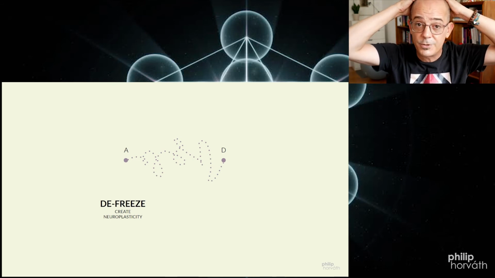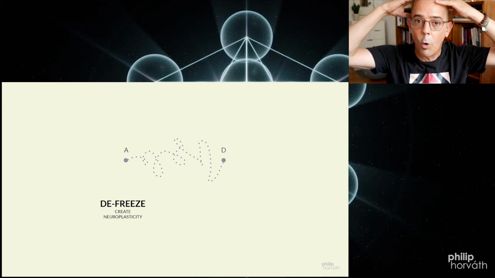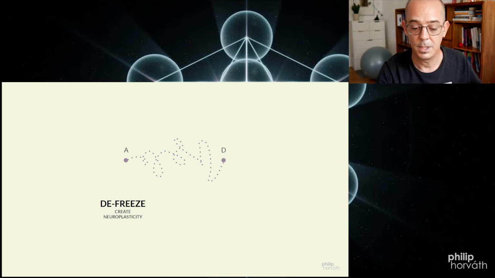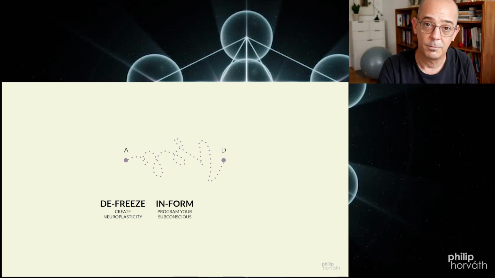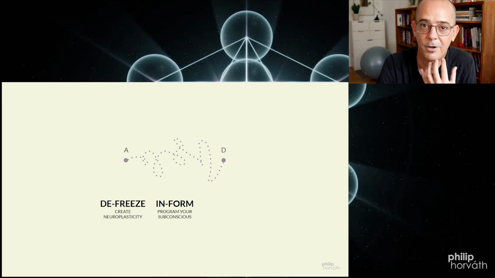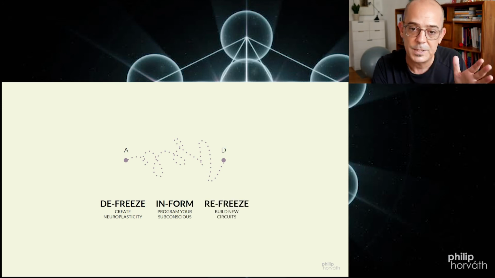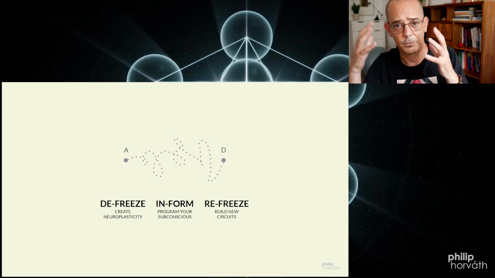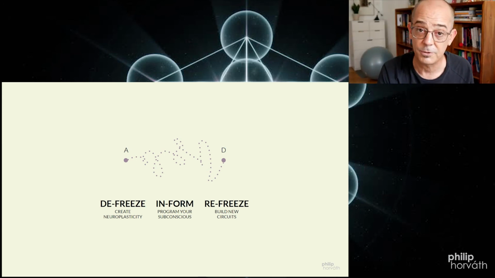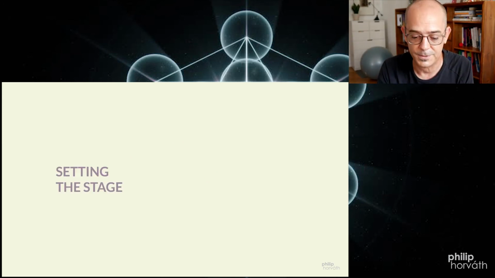So if I want to change something magically, massively, radically, I actually need to create openness in the brain first. I need to defreeze, create that neuroplasticity. Then I can inform with some new forms, some new ideas, some new information, right? I can program some new patterns into my matter, right? And then I can refreeze that so that I can build these new circuits afterwards. Right, so it's defreeze, inform, and refreeze.